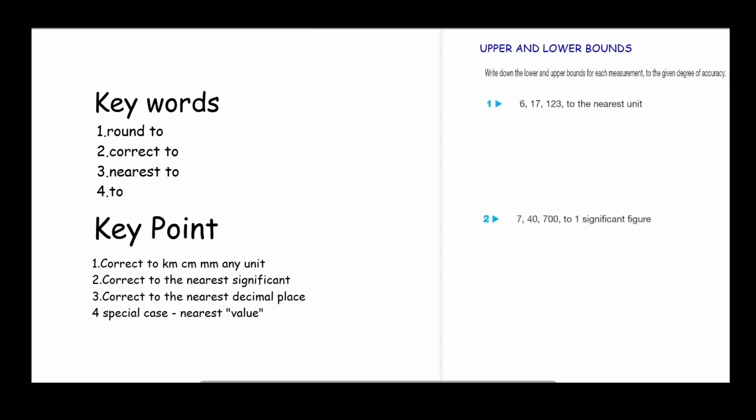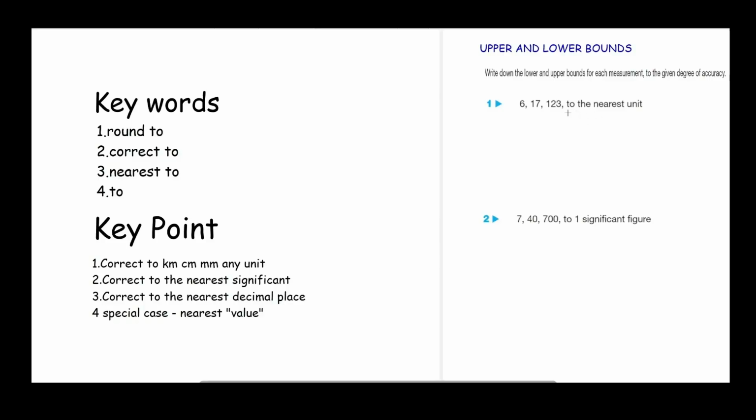Let's start off with the straightforward questions. To begin the straightforward questions, before doing anything else, you have to identify the keywords of the upper and lower bounds. Let's say that you are getting a question: write down the lower and upper bound for each measurement to the given degree of accuracy. First keyword is round to, second one is correct to, nearest to, or to, just to. Once you identify what the keyword is, you have to go to the question. Again, check whether one of the keywords is given and underline that keyword.